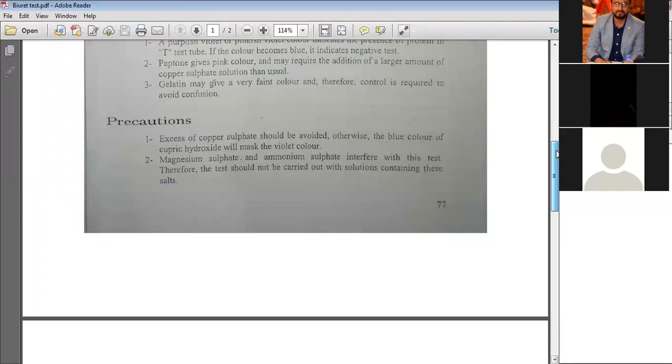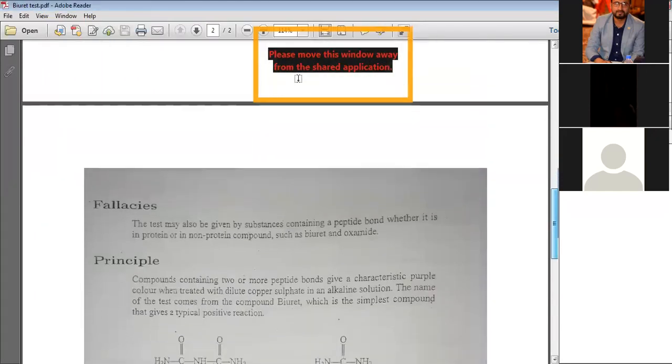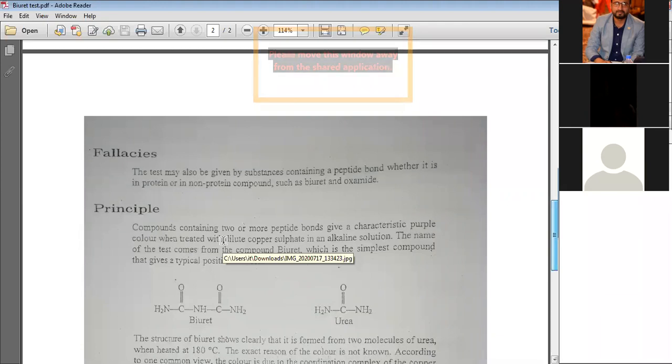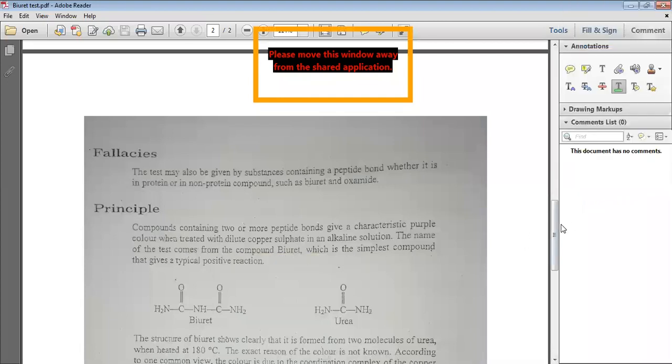Now, the next is the principle. What is the principle of this test? What is the chemistry of this test? The compounds containing two or more peptide bonds give a characteristic violet or purple color when treated with dilute copper sulfate in an alkaline solution. The name of the test comes from the compound biuret, which is the simplest compound that gives a typical positive reaction.